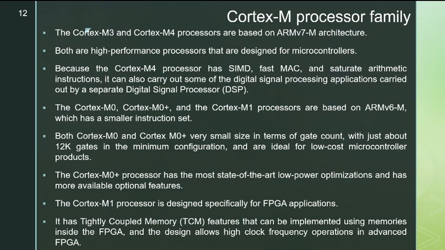The Cortex M0, M0 Plus, and M1 processors are based on the ARM v6-M profile, which has a smaller instruction set. Both Cortex M0 and M0 Plus are very small in terms of gate count, with just about 12K gates in the minimum configuration, and are ideal for low cost microcontroller products. The Cortex M0 Plus processor has most state of the art low power optimizations and has more available optional features.